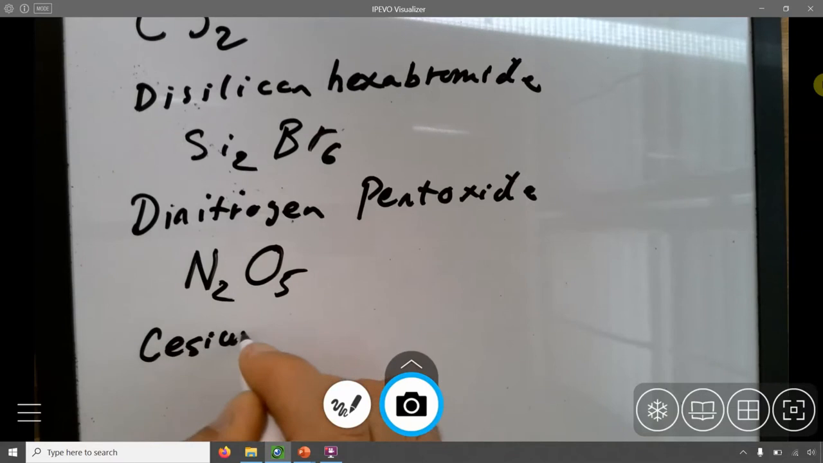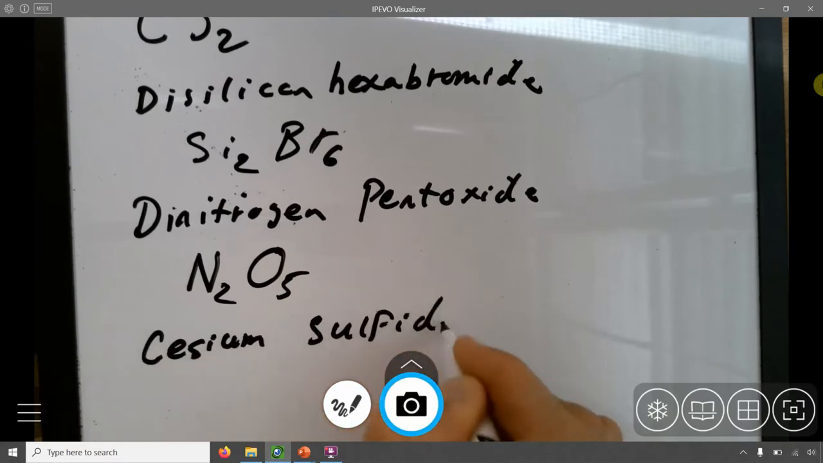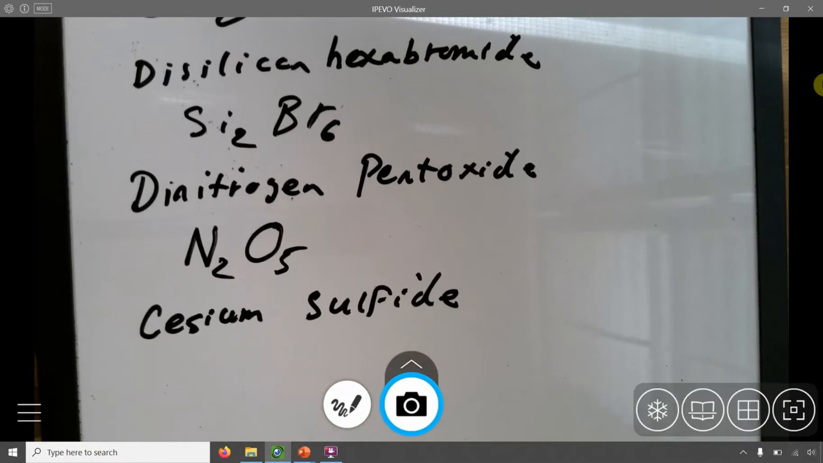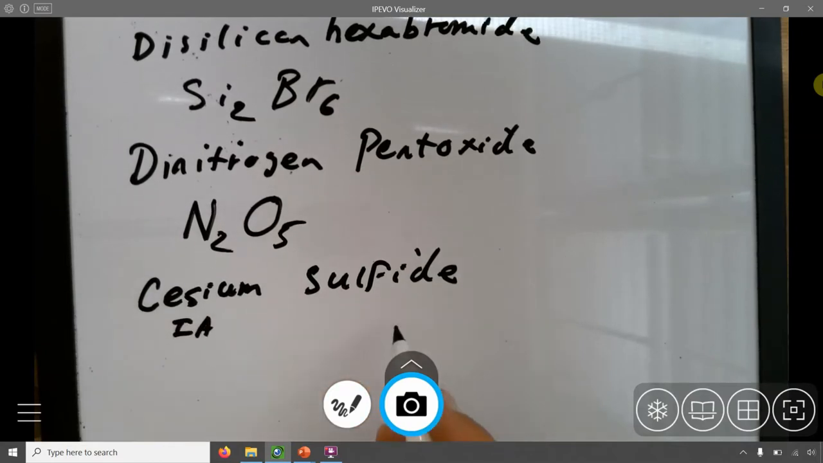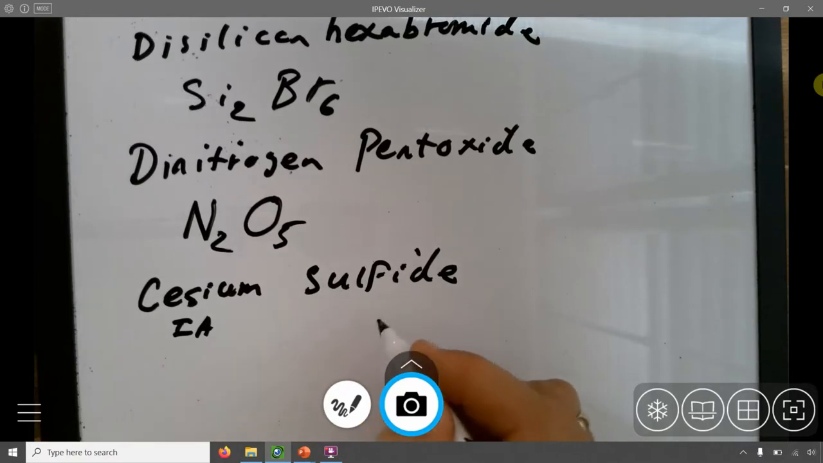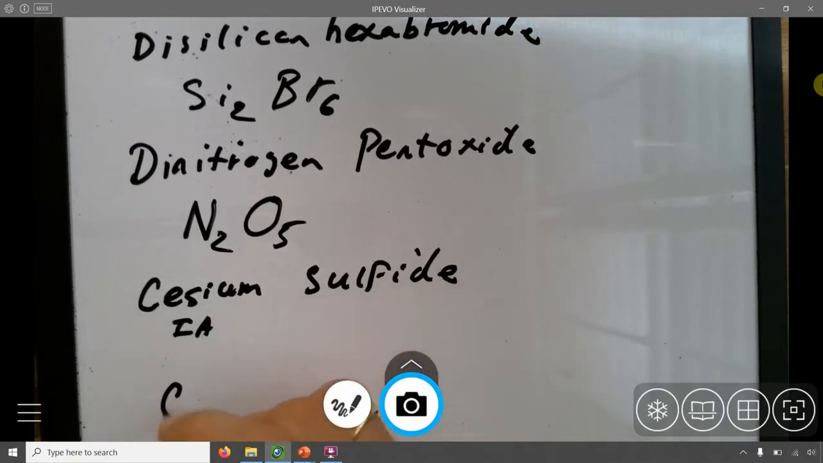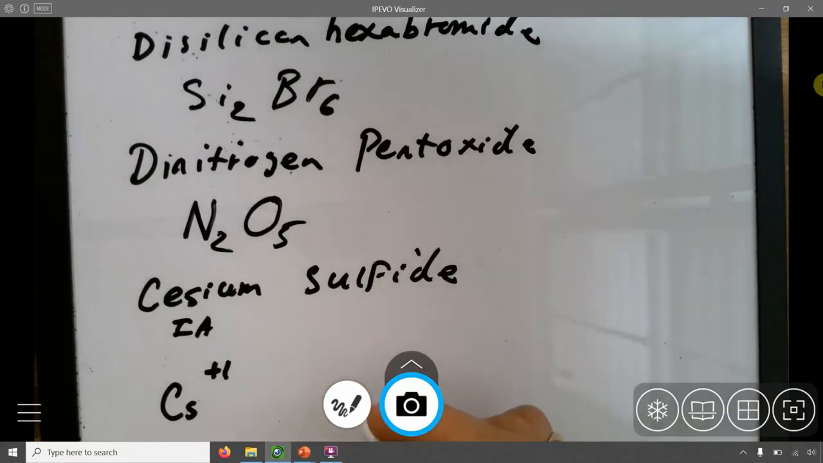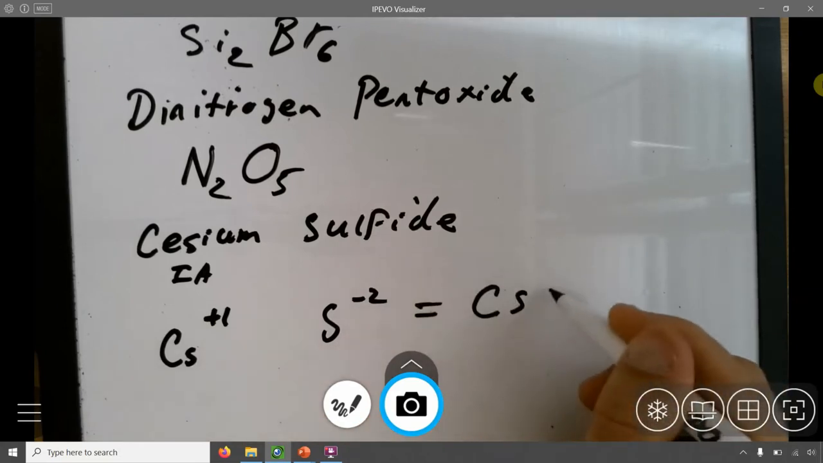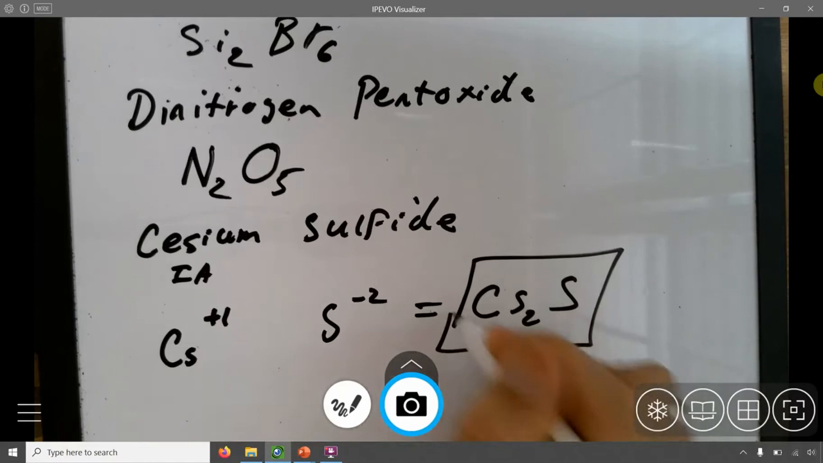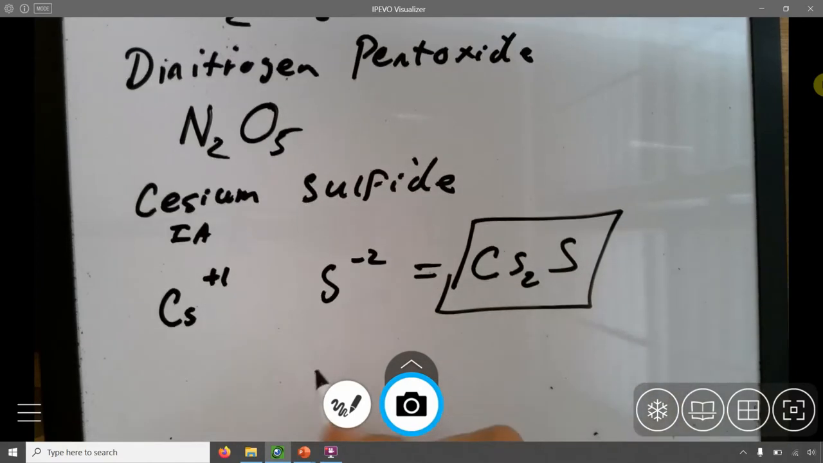Yeah, cesium sulfide. So this is ionic. So I'm tricking you. Cesium is in group 1A. And this thing, the sulfide ion. So first of all, cesium is Cs because it's in group 1A, it's +1. Sulfur is going to be -2, because it's in group 6. And you do crisscross applesauce, and you get that this is Cs2S. That's it.